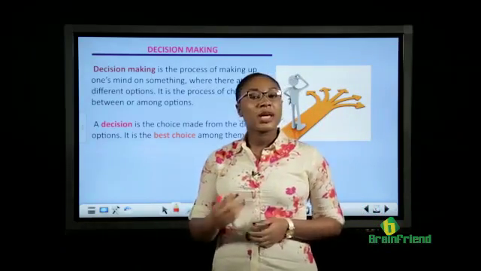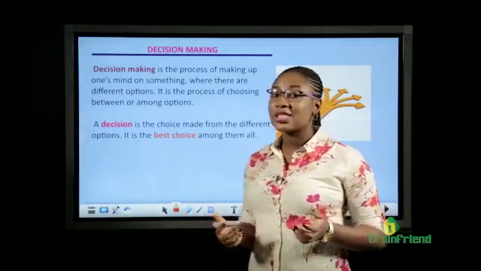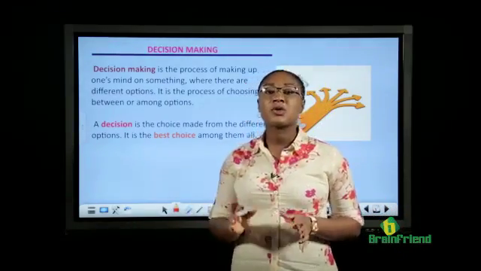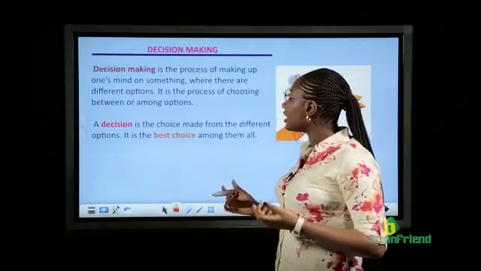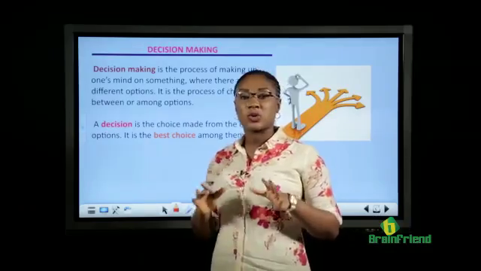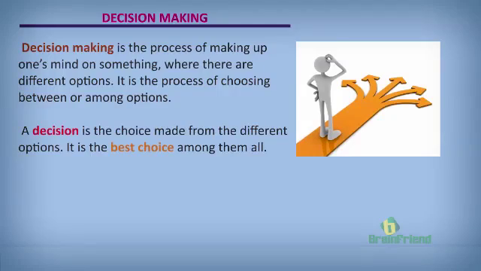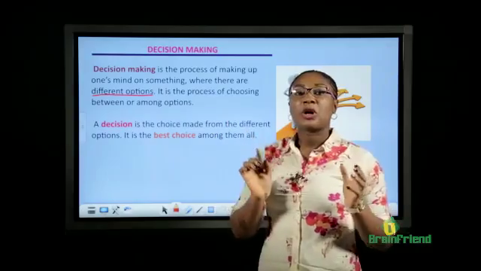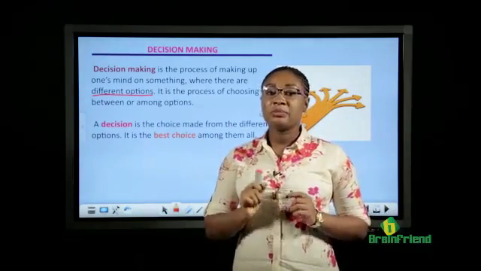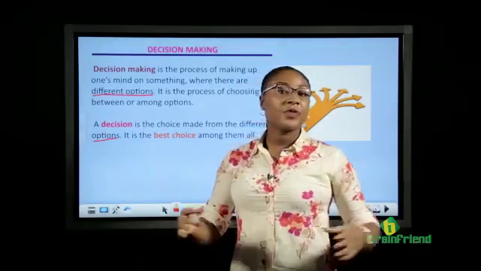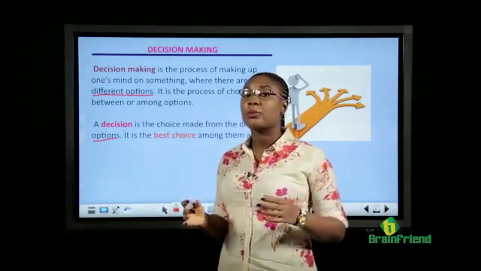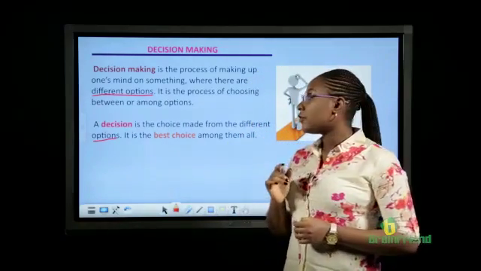Now, every day we make certain decisions. Some decisions are actually very easy to make, while some are difficult or complicated to make. What is decision making? Decision making is the process of making up your mind on something where there are different options. So when you make up your mind on a particular thing, you've actually made a decision. A decision is made from different options. Remember, you can't make a decision when there is just one thing. You make decisions where you have different options. You have different things to choose from, and you decide on the one that is best for you.